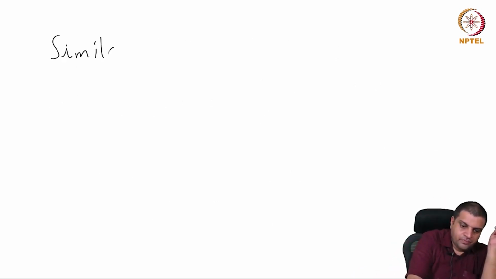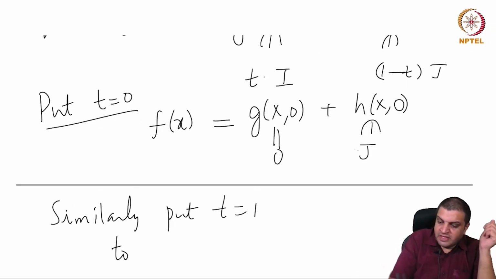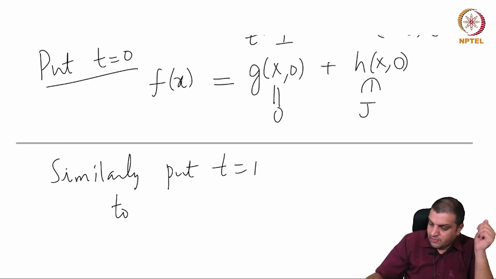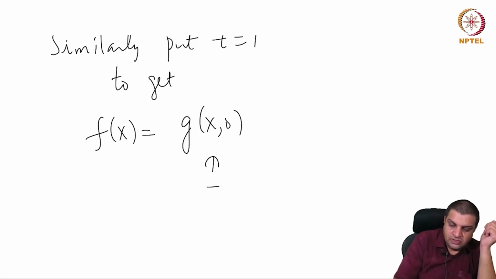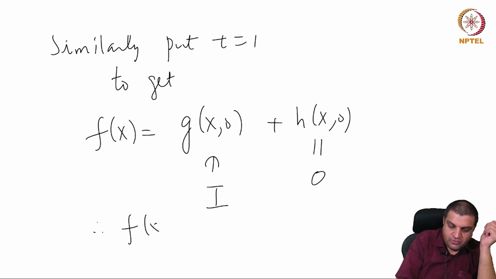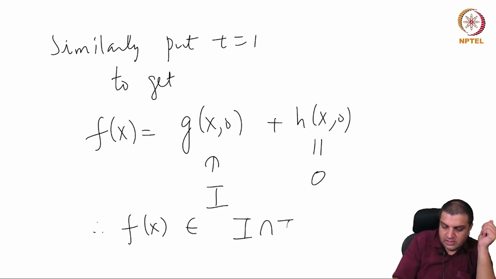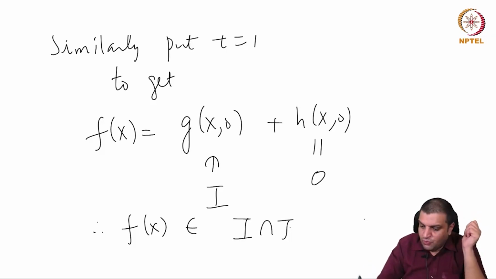Similarly, put t equals 1. So this says that f of x is inside J. That's what we just concluded. To get f of x equals g of x 0, this is inside I, plus h of x 0, which is 0. Therefore f of x is inside I intersect J. So this is the proof of this theorem.